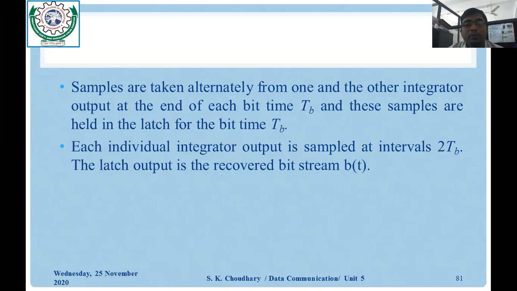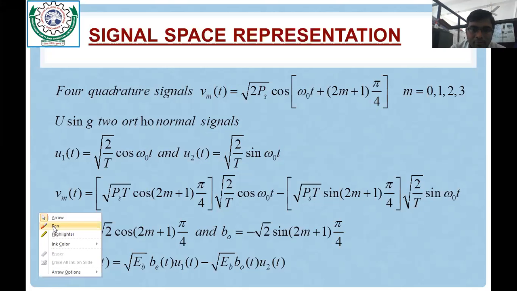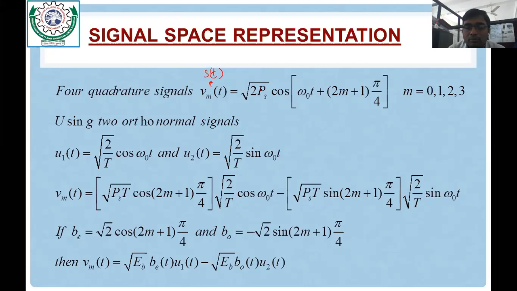Now we will see the signal space diagram of the QPSK. So the signal space representation we can also write. Either you can use the term s(t) or here I have used s_m(t). You can also use this term as s(t) as well. We know it is square root of 2P_s cos(omega naught t + (2m+1) pi/4). This pi/4 is the quadrature phase shifting where m is an integer value 0, 1, 2, 3 and so on. So for 0 it means omega naught t plus pi/4.